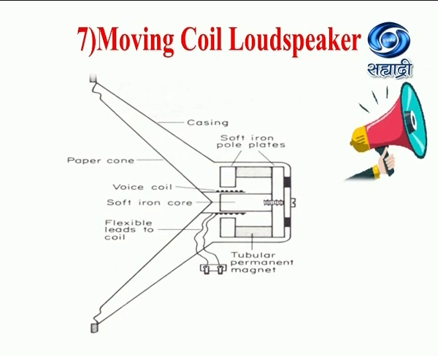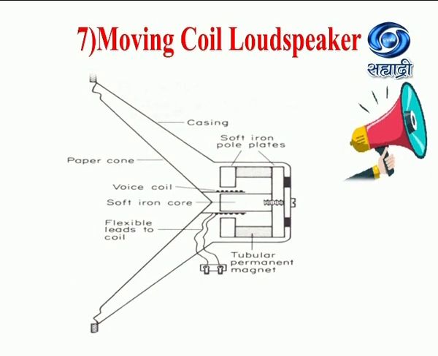The next transducer is the moving coil loudspeaker. So basically this transducer is a type where electric energy is converted into sound energy. Loudspeakers are used in combination with the capacitor microphone. So this is the picture of the moving coil loudspeaker.